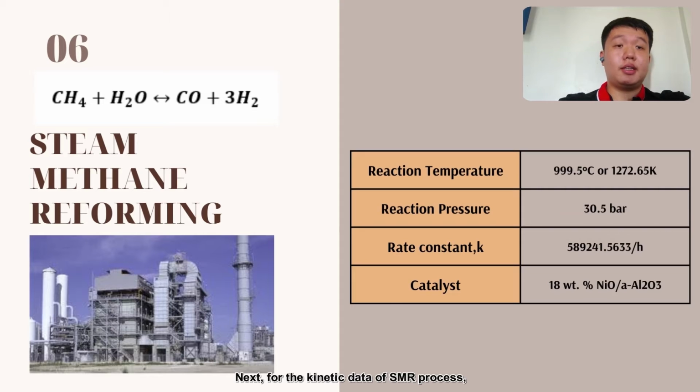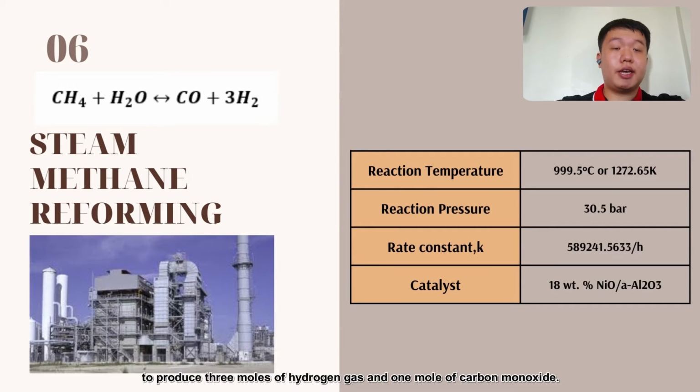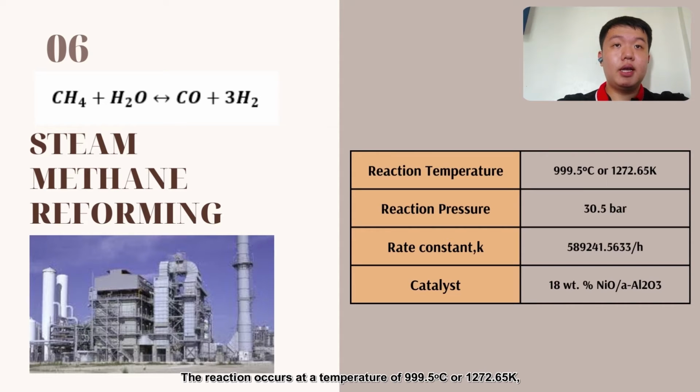Next, for the kinetic data of SMR process, the chemical reaction would be as follows. 1 mole of methane reacts with 1 mole of steam to produce 3 moles of hydrogen gas and 1 mole of carbon monoxide. The reaction occurs at a temperature of 999.5 degrees Celsius or 1272.65 Kelvin and at a pressure of 30.5 bar. The reaction is assumed to be first order and the catalyst used will be 18 weight% nickel oxide or aluminum oxide.